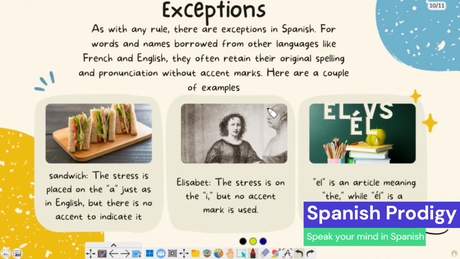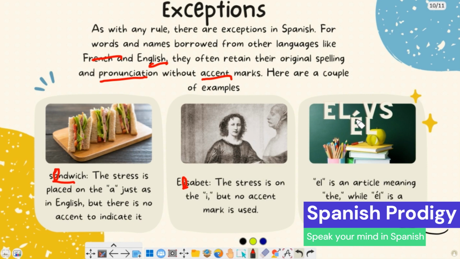Muy bien. Let's see some exceptions. As with any rule, there are exceptions in Spanish too. For words and names borrowed from other languages like French and English, they often retain their original spelling and pronunciation without accent marks. Here are a couple of examples. Sandwich. When I say sandwich, the stress is placed on the A part, which is the English A sound, but there is no accent mark to indicate the stress, right? So it is an exception. Elizabeth. When I say Elizabeth, the stress is on the E part, but there is no accent mark as well. So this is an exception too.